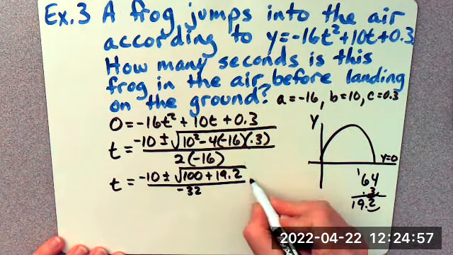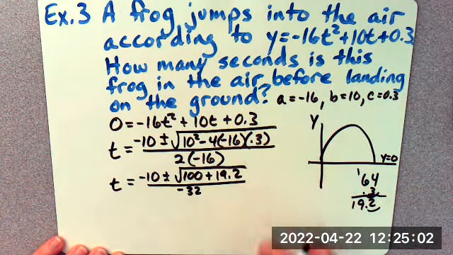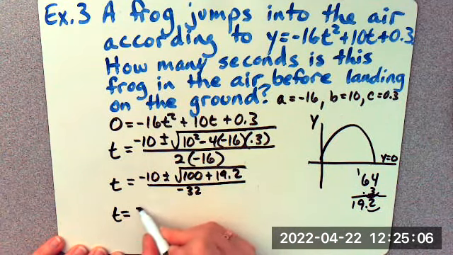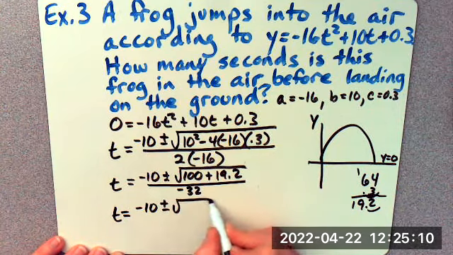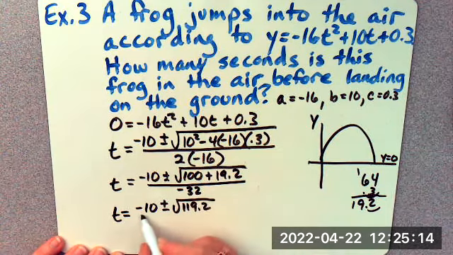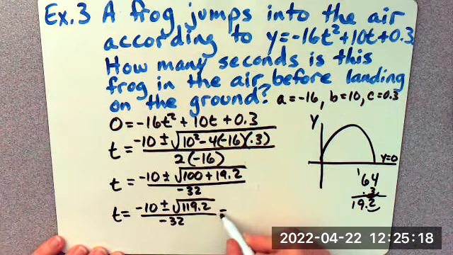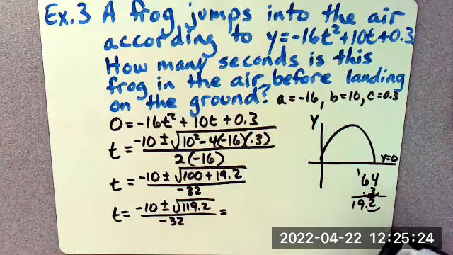All right, so let's write this right here. T then equals negative 10 plus or minus the square root of 119.2, over negative 32. All right, so let's see what the square root of 119.2 is.